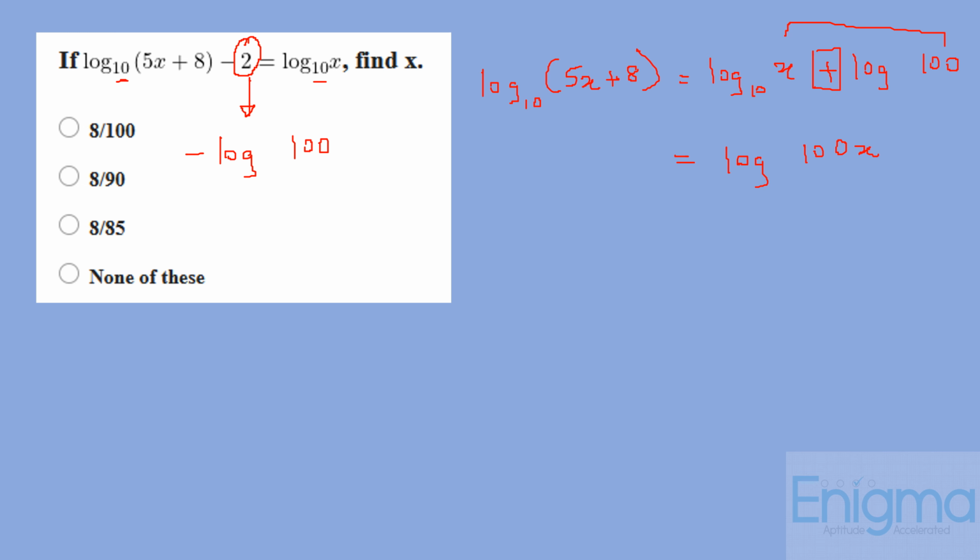So now equating, 5x plus 8 is equal to 100x, as we can cancel log on both sides as the base is 10. Solving this further, we have 8 is equal to 95x. So basically x is equal to 8 upon 95. We have many options, 8 upon 100, 8 upon 90, 8 upon 85, but the correct option is none of these.